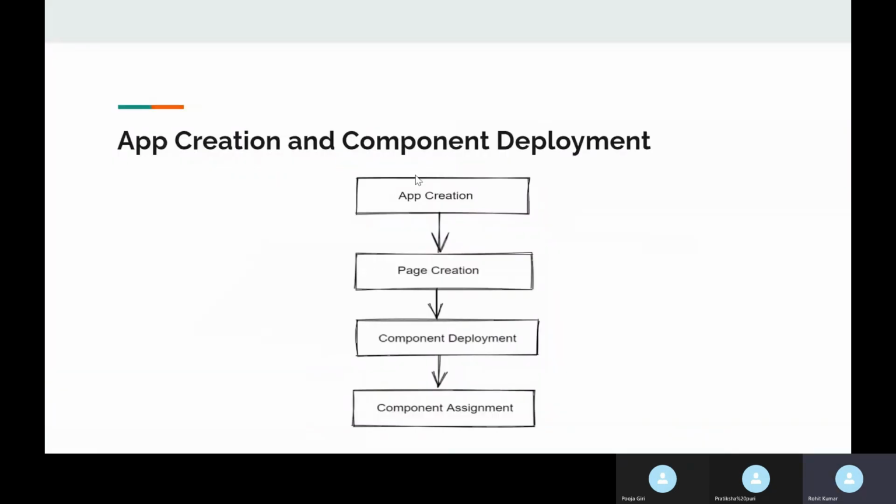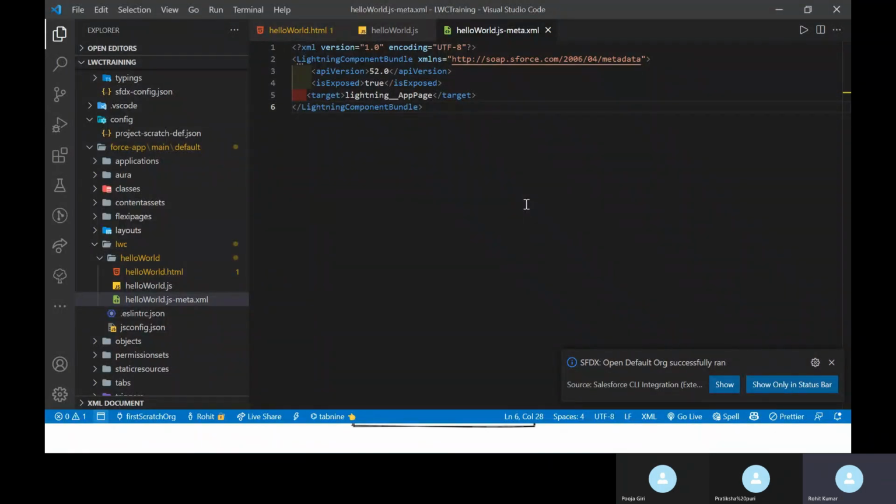So it's time for app creation and component deployment. First of all, we have to create one Lightning app. Always, whether you are learning or working in any industry, the best practice is to first create your own app, and after that you can deploy your component in that app. So let me create one Lightning app in our org.